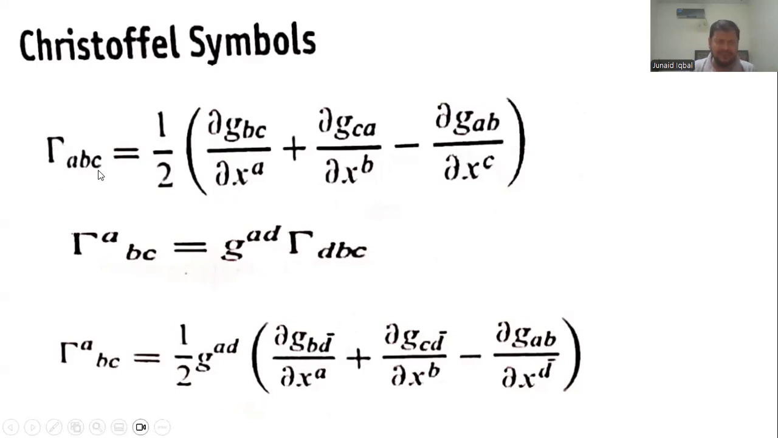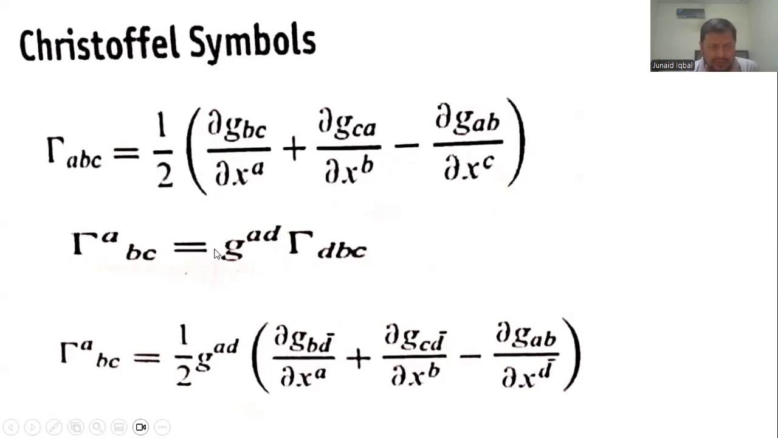This is gamma sub ABC, called the first kind of Christoffel symbol. The first kind of Christoffel symbol is defined as half times the partial derivative of g_BC with respect to x^A, plus the partial derivative of g_CA with respect to x^B, minus the partial derivative of g_AB with respect to x^C. So this is the definition of the Christoffel symbols.